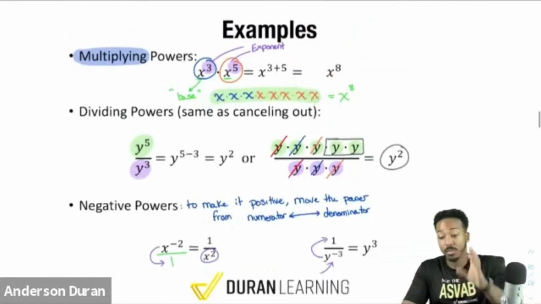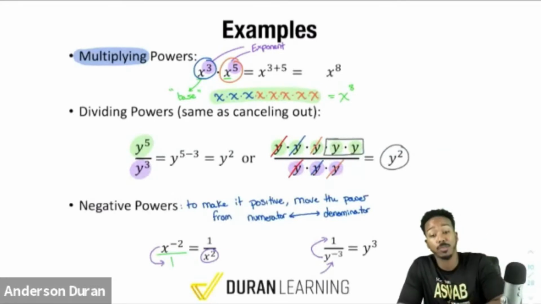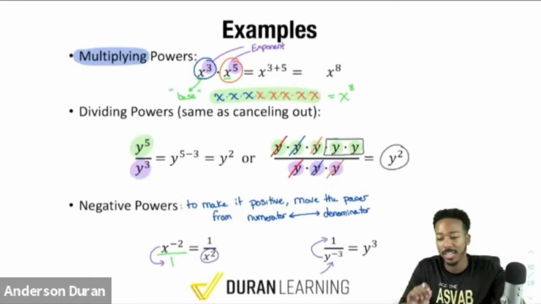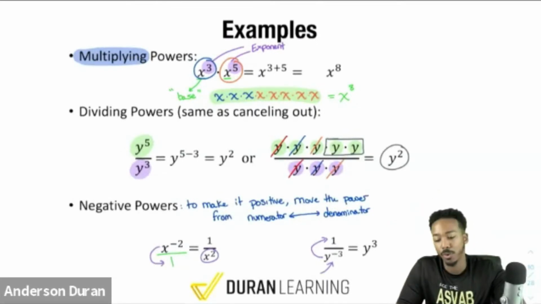But again, long story short here, multiplying powers, add those exponents; dividing powers, subtract those exponents. Oh, you got a negative exponent? It's all good. Just go ahead and move it to where it's not. If it's on top, put it on the bottom. If it's on the bottom, put it up top. That's it. And I'm going to show you an example of how this last one works, because this one you need some examples to really show and feel how it works.